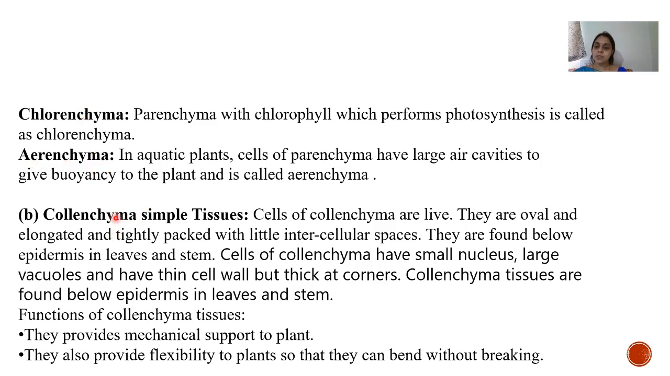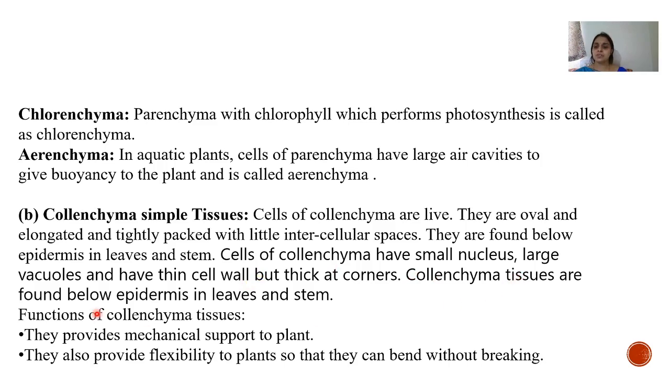The second type of simple tissue is collenchyma. The cells of collenchyma are alive, oval, elongated, and tightly packed with little intercellular space. They are found below the epidermis of leaves and stem. The cells of collenchyma have a very small nucleus, a large vacuole, and a thin cell wall, but at the corners the cell wall will be thicker.